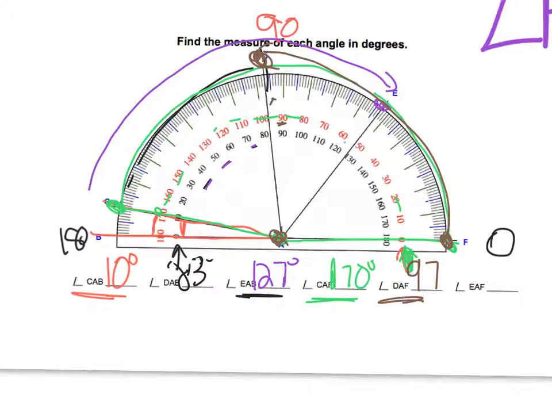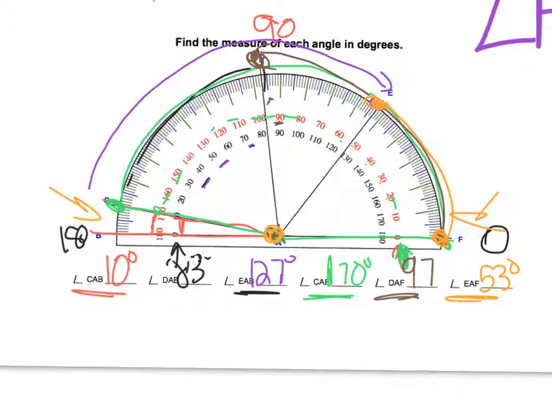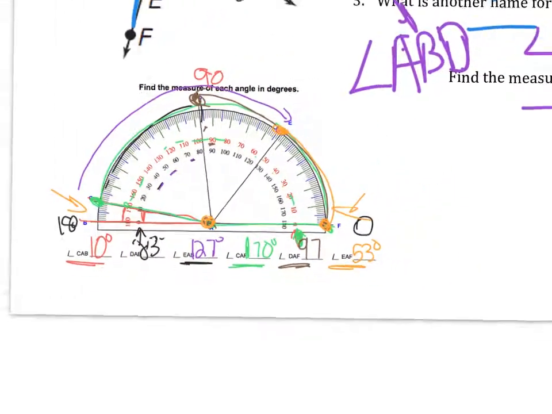And then my last one, EAF, again, starting at 0, going up, so 10, 20, 30, 40, 50, 1, 2, 3, that's going to be 53 degrees. So I'm always starting from this side or this side, and I'm just going to where it stops, and I'm counting how many degrees that goes. That's all I'm doing. So take a second and look at those answers.